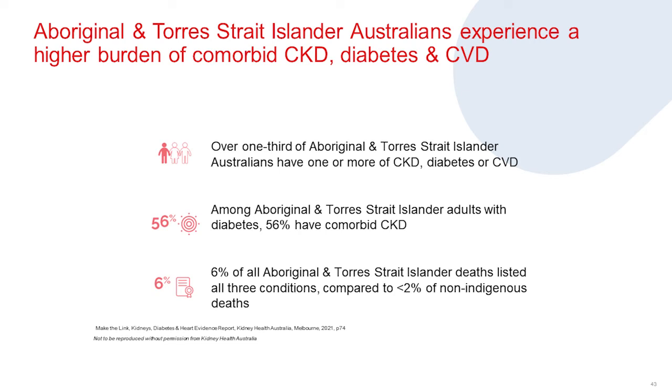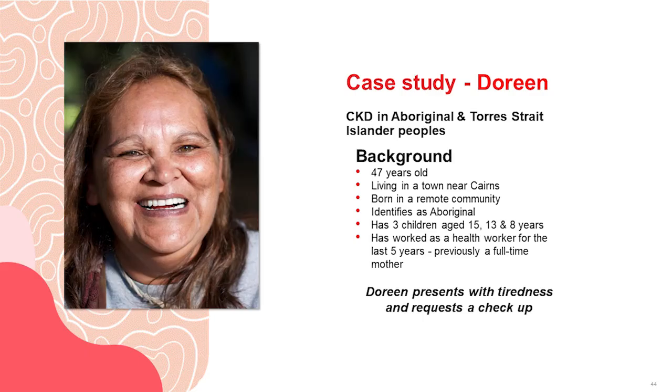Over one third of indigenous people have either CKD or combined CKD, diabetes, or cardiovascular disease. And among Aboriginal and Torres Strait Islanders, 56% have comorbid CKD and 6% have all three conditions, which compares to 2% of the non-indigenous population. So we'll come to the first case study.